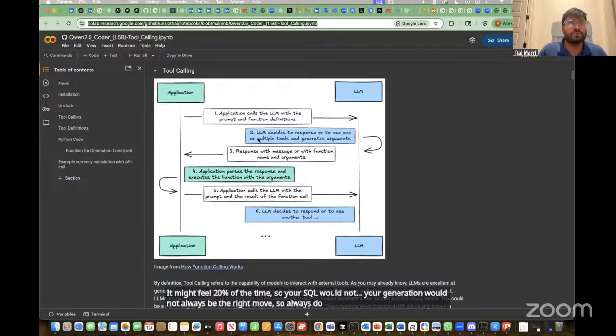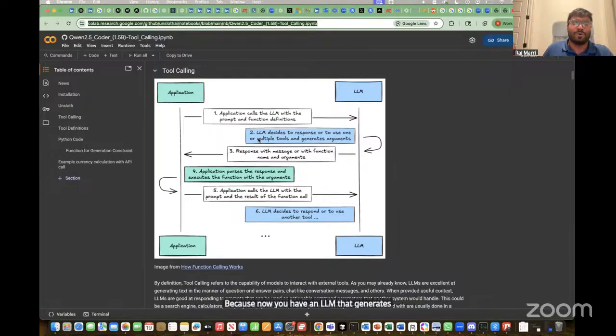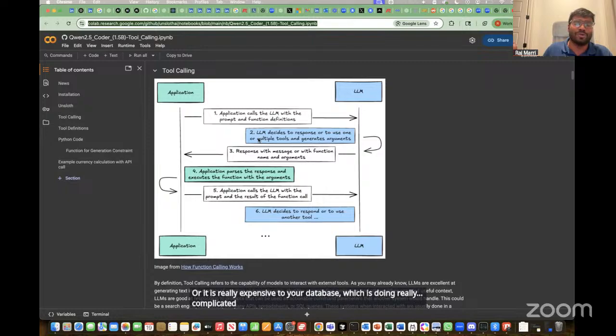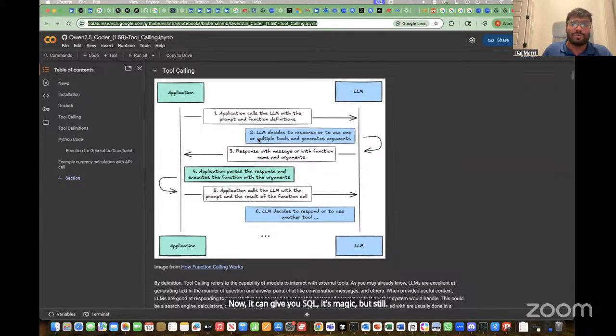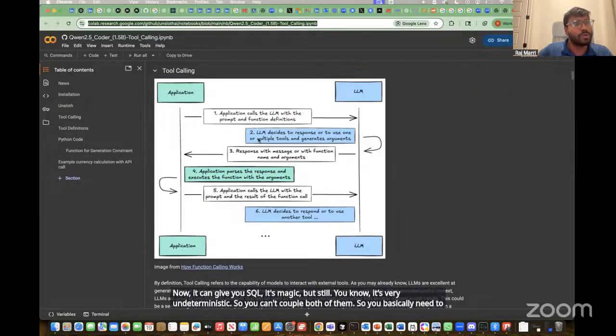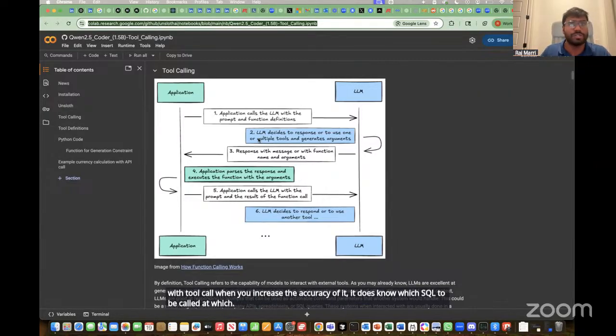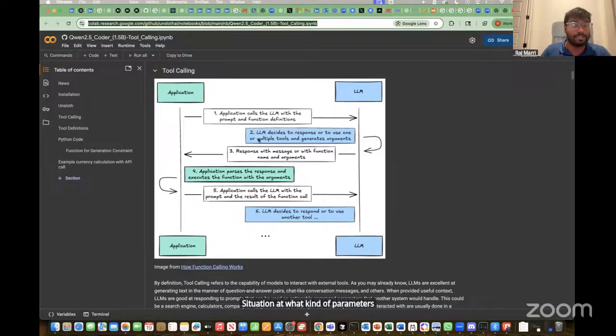So always do a tool call. You already have predefined SQLs and now you're doing a tool call to the SQLs to get you an answer. That is more secure, because otherwise you have an LLM that generates a SQL which might delete something, or is really expensive for your database, doing really complicated joins that just burn your credits. Now, it can give you SQL, it's magic, but still, it's very non-deterministic. So you can't couple both of them. You basically need to do it with a tool call. When you increase the accuracy, it knows which SQL to call in which situation, and what kind of parameters it has to collect to do that tool call.